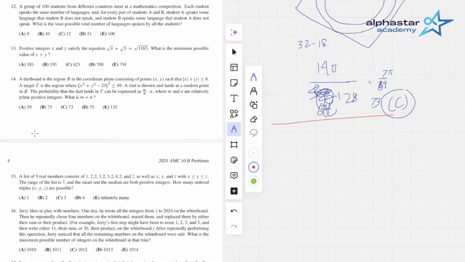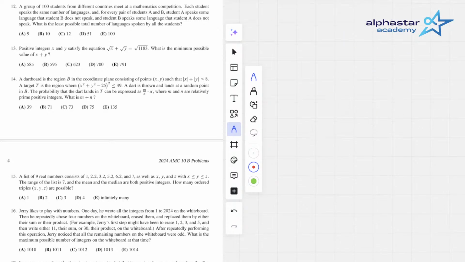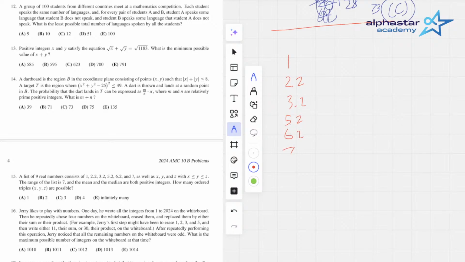15. A list of 9 real numbers consists of 1, 2.2, 3.2, 5.2, 6.2, 7, x, y, z. That's a total of 9 points. The range is 7, so z equals 8 immediately. And the mean and median are both positive integers. How many ordered triples are possible?